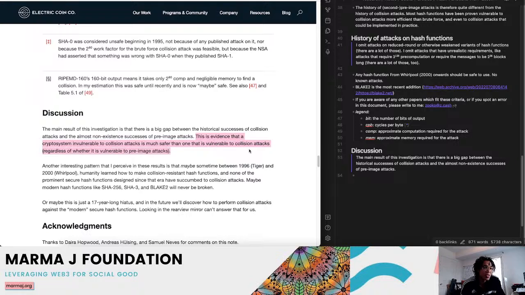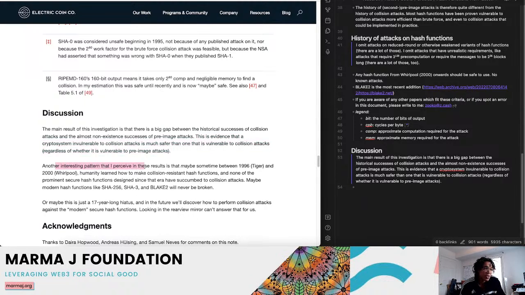If you just read these points in each of the topics, you should get an idea of what the paper's about and be able to hopefully move on without reading all the details. This is evidence that a crypto system invulnerable to collision attacks is much safer than one that is vulnerable to collision attacks, regardless of whether it is vulnerable to preimage attacks. Sure. I'll take that whole thing as a statement that the author is making and not try to edit it at all.